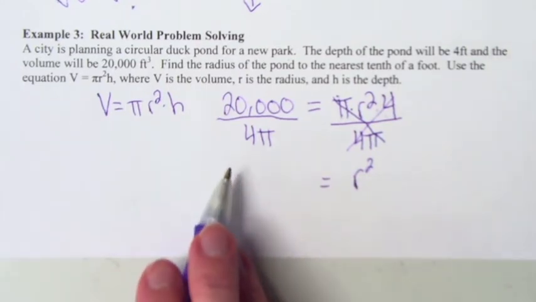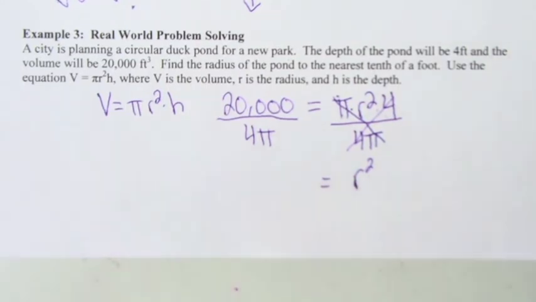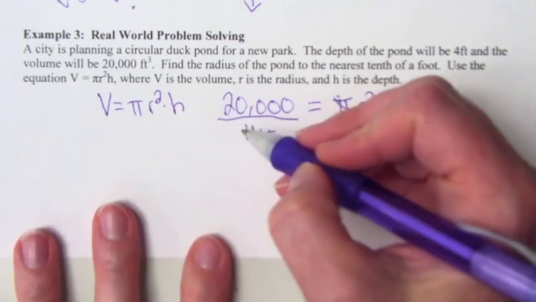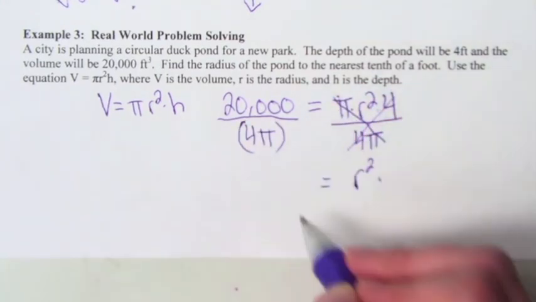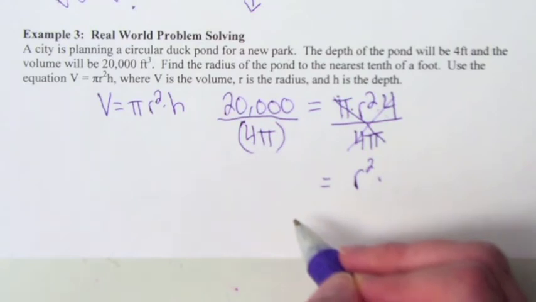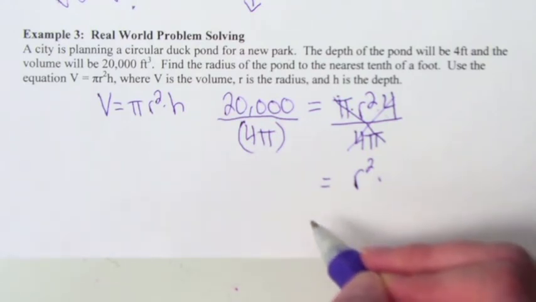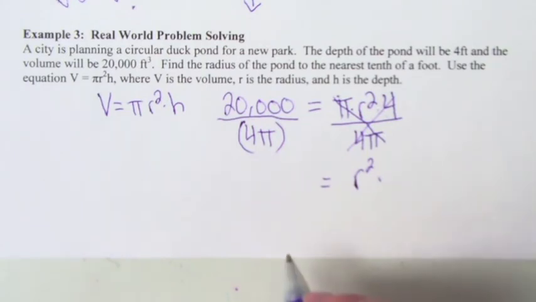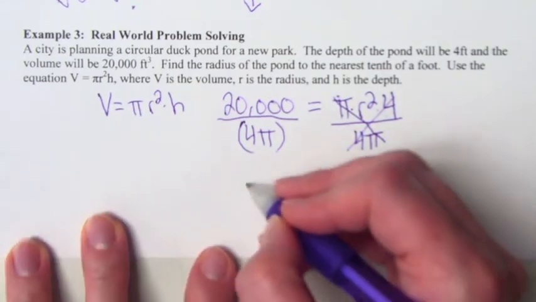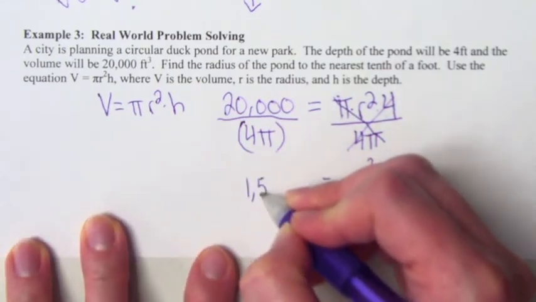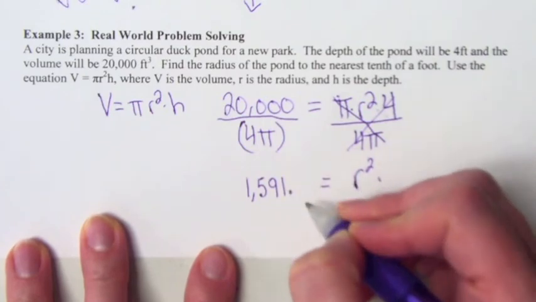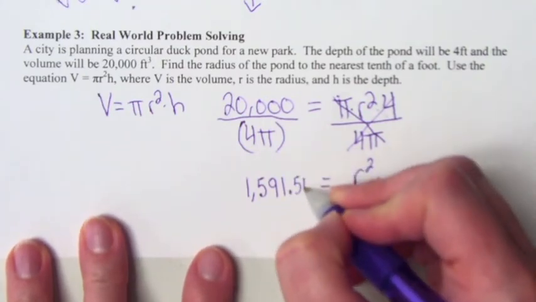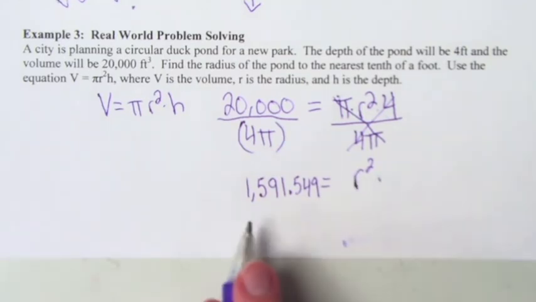So then we just need to do 20,000 divided by 4 pi in your calculator. You have a pi button in your calculators. Also, when you're putting it into your calculator, you need to put parentheses around the 4 and the pi. So do 20,000, divide button, parenthesis, 4 pi, close your parenthesis, and tell me what we get here. 1,591.549, giving three decimal places. Okay. That's what we get when we divide 20,000 by 4 times pi.